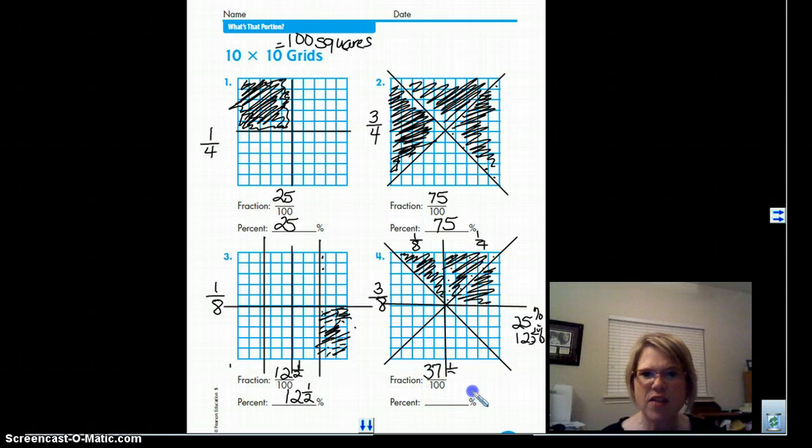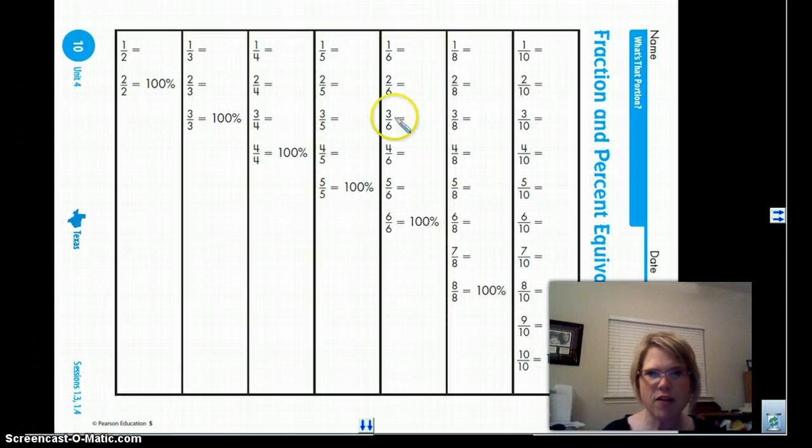Is it 37.5 hundredths? That's weird. Fraction in a fraction? That's weird. But what if we just wrote it as a percent? 37.5%, right? Because percent means per 100. All right. So I know that didn't quite make sense to some of you, and we will talk more about it tomorrow in class. But let's go ahead and take a look at the sheet that you have in front of you, that you have in your journal.